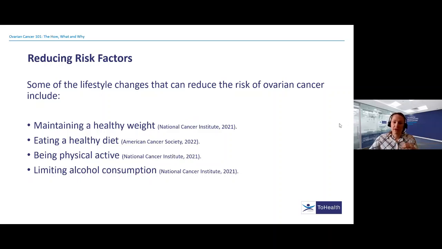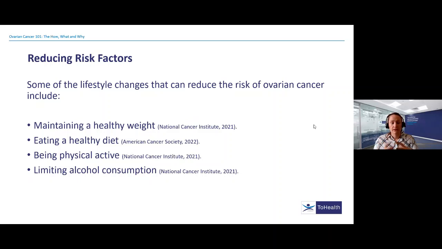So let's have a look at some of the lifestyle changes that can reduce the risk specifically for ovarian cancer. The first one that we've already mentioned is maintaining a healthy weight. Being overweight or considered obese is a risk factor for many cancers, not just ovarian cancer. So maintaining a healthy weight is really key to help reduce the risk. And even though obesity poses a small potential to increase the risk of developing ovarian cancer, it's really important to consider your body weight, diet, and also your overall health.